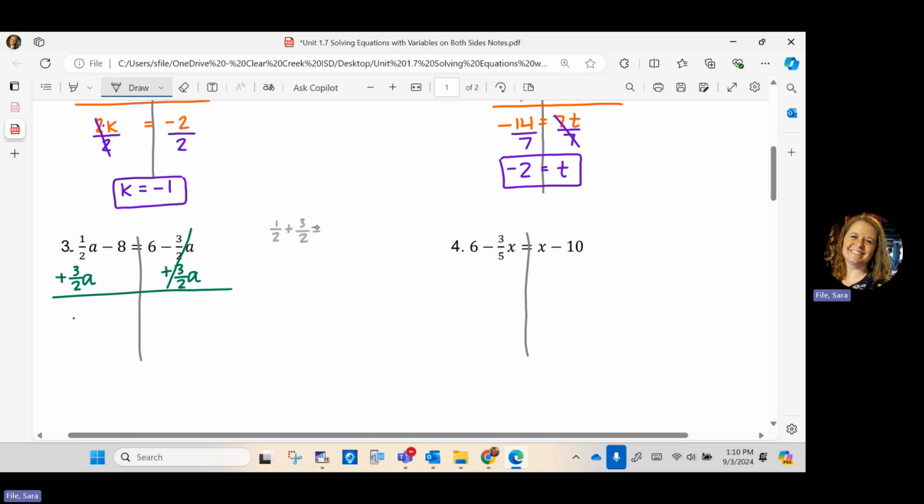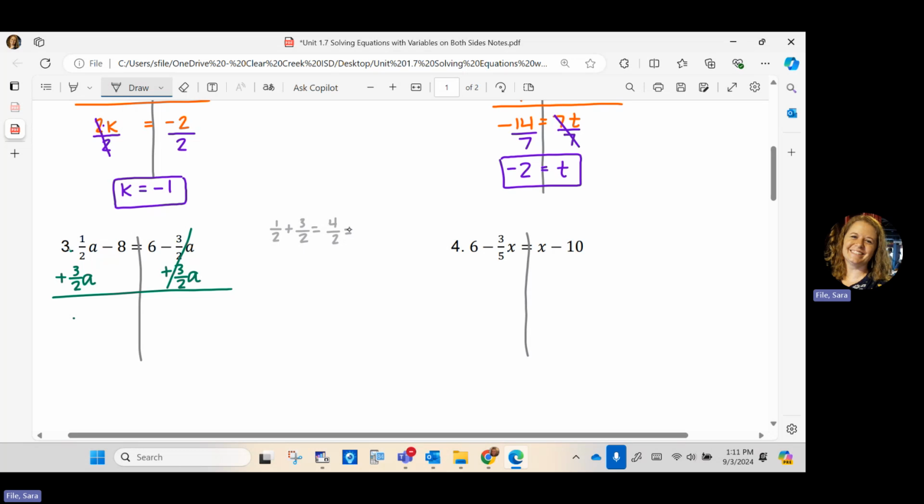When we are adding fractions, you have to have a common denominator, which we do. They're both a base 2. So we just add the numerator. So what's our numerator? 4. Okay, so 1 plus 3 in the numerator is 4. So we've got 4/2. And then we can reduce that.